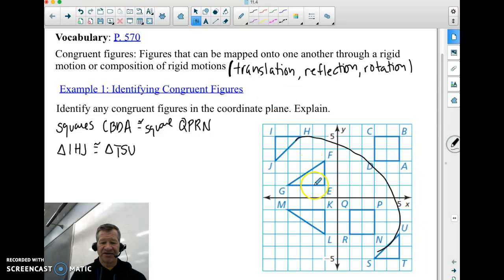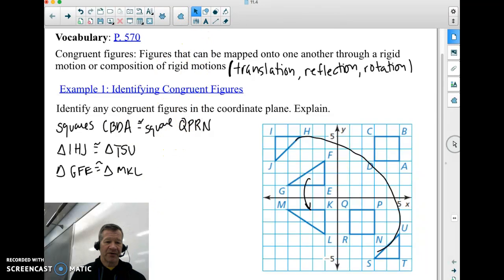The last one is these two triangles, which both have a base of 3 and a height of 2 in each case. So we could say that triangle GFE is congruent to triangle MKL. And it appears that that was simply reflected in the x-axis. So those are congruent figures obtained by performing rigid motions.